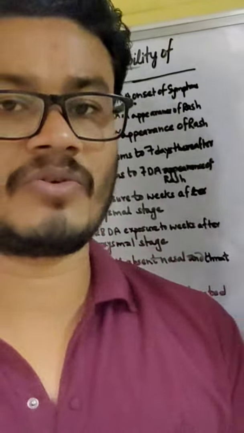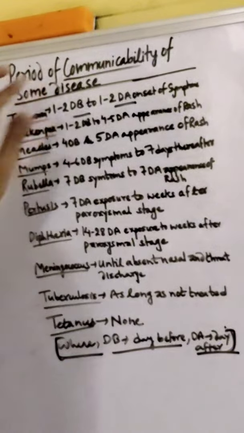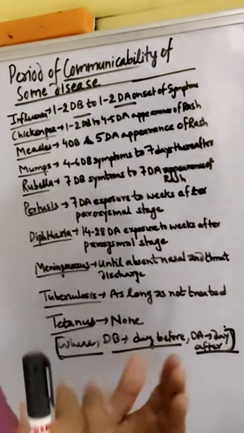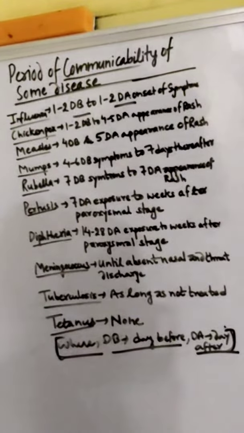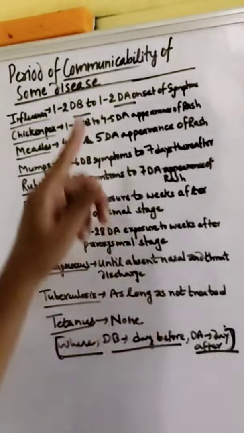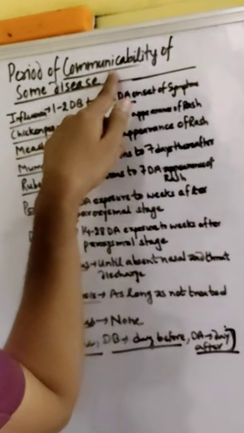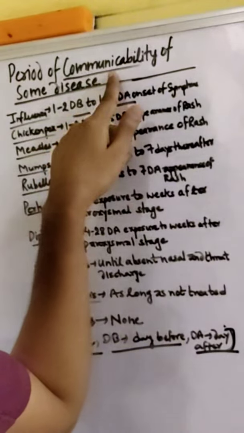Namaste everyone. Today we are going to discuss the period of communicability of some diseases. So what is the meaning of communicability? Communicability, also in the context of SAR, secondary attack rate, we also consider period of communicability. In the case of diseases, communicability means it transmits from one person to another.